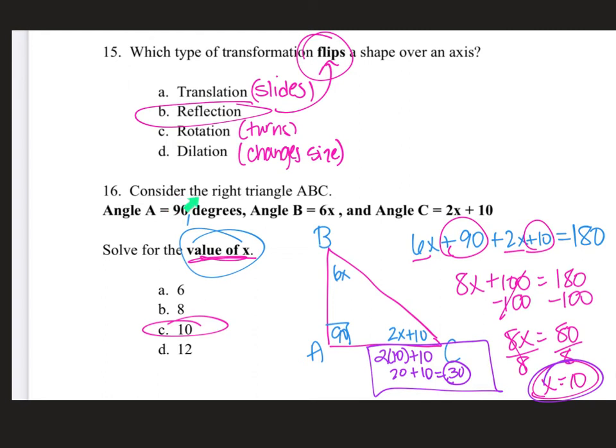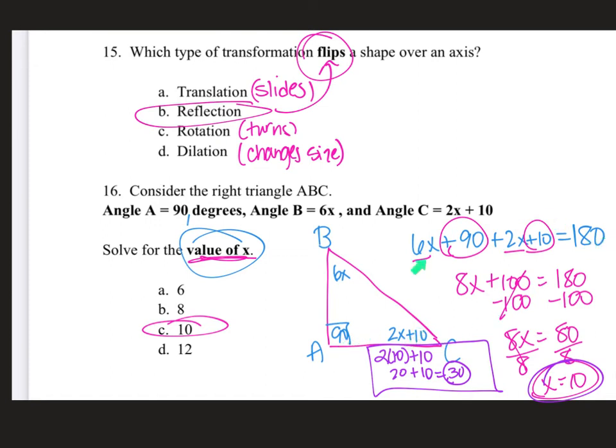All right, 16, they're starting talking about triangles, and we drew a picture and said, okay, well, if angle A is 90 degrees, angle B is 6x, and angle C is 2x plus 10, then we know that all three of those added together should be equal to 180. So we're trying to solve for the value of x. So all three angles in a triangle add up to give you 180.